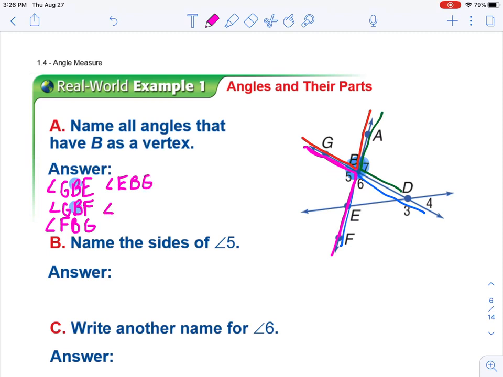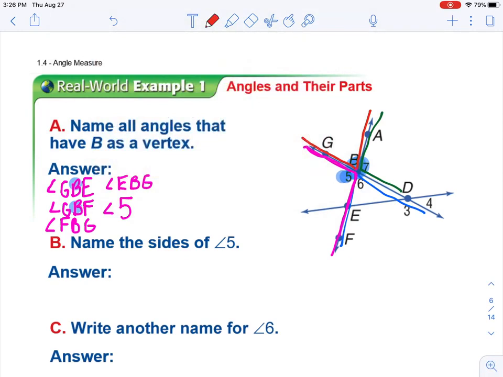And lastly, I can name it angle 5, because that is the number right here in the center. I cannot name it angle B because there are 4 different angles that also share that vertex.